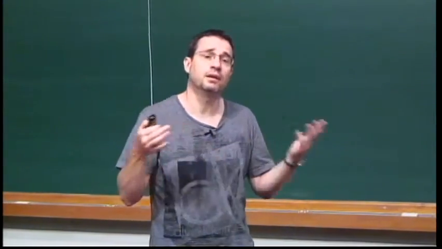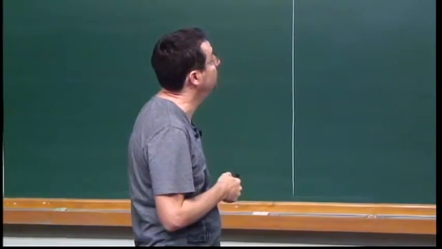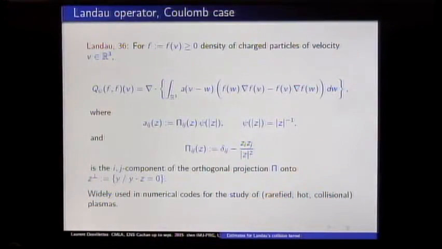If you had a different interaction, you would find something else here. Okay. So this kernel here describes the effect in a plasma of the binary collisions between typically two ions or two electrons.